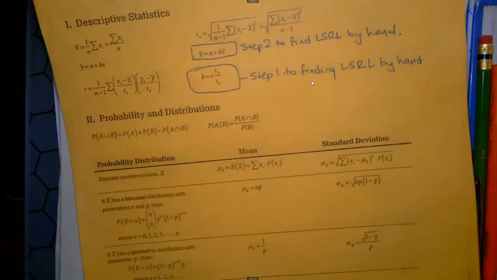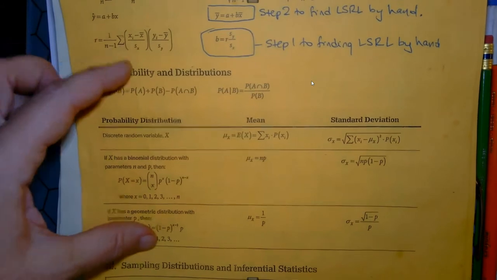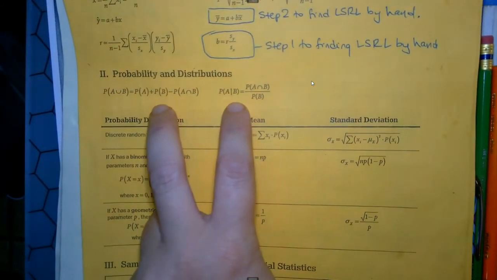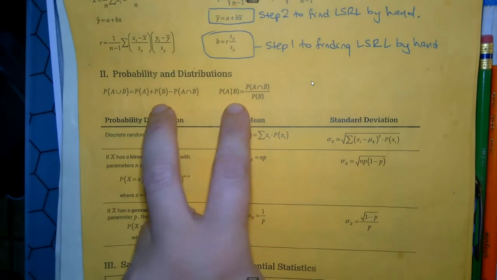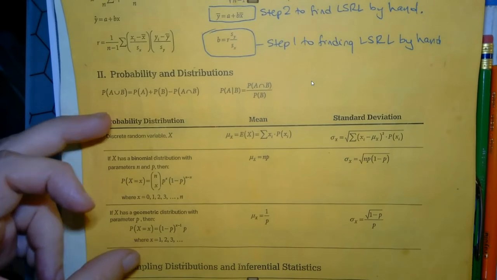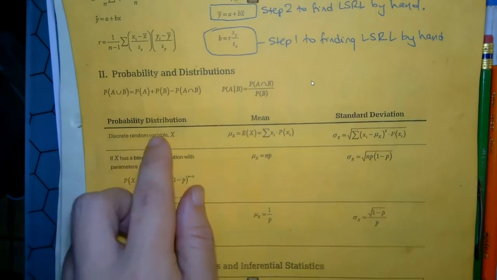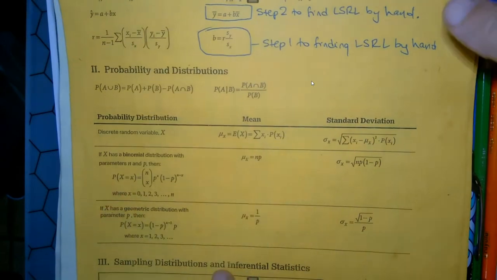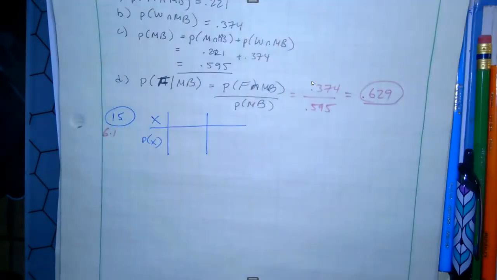If you take a look at the formula sheet, there's a probability and distribution section. These two formulas come straight out from chapter 5. So anytime you're doing sample space or a tree diagram, you want to be using these guys. And then down here, this is a section that's for chapter 6. So we're doing discrete random variables right now, and we're going to be looking at this guy. We're going to develop sort of the understanding of what that is.